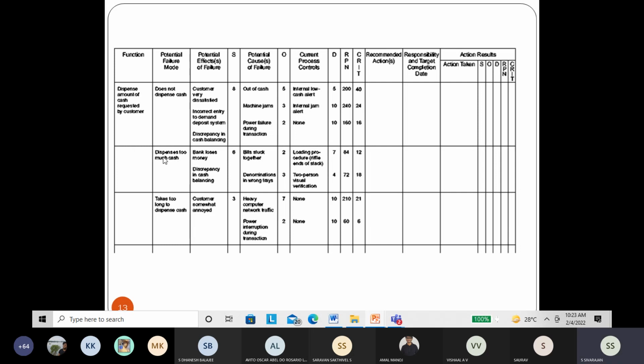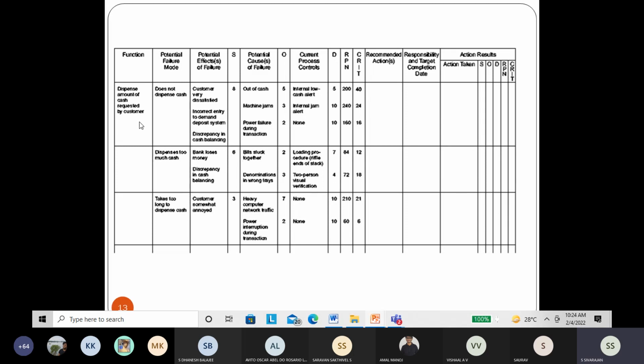Now, dispenses too much cash. The next failure mode is that it is dispensing too much cash. The bank will lose money. That is the effect of the failure. The bank will lose because I'm asking for 10,000 and 15,000 rupees is coming. It is a problem for the bank, and cash balancing is also a problem. So they are taking severity and giving some number. Anyway, here you can use your judgment.